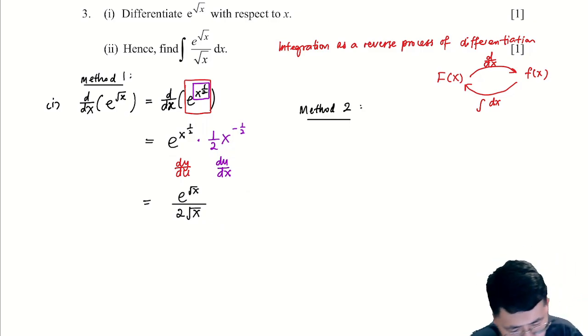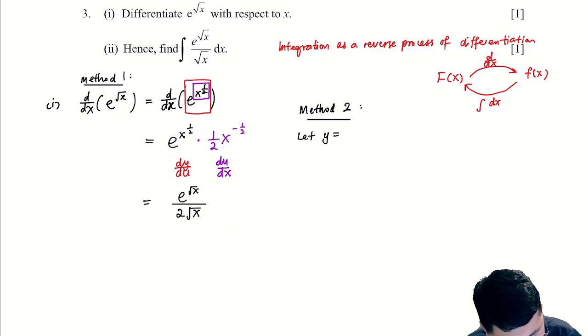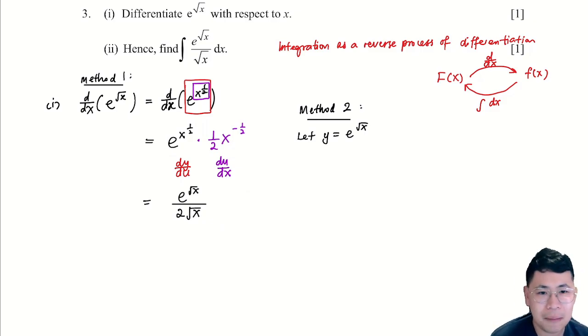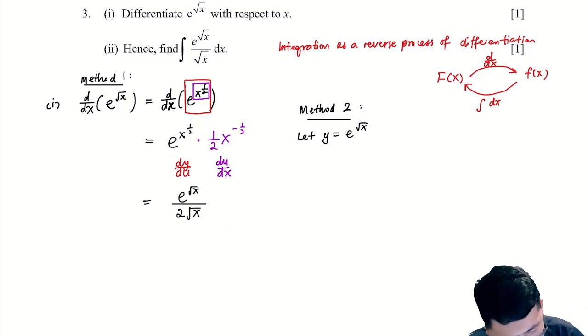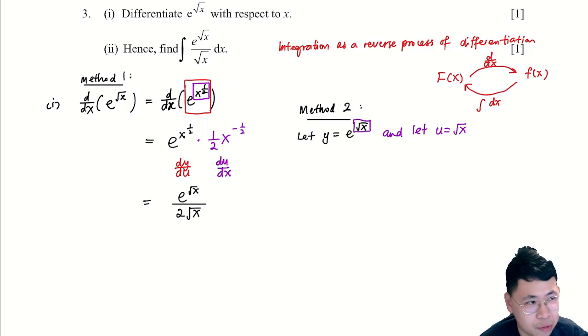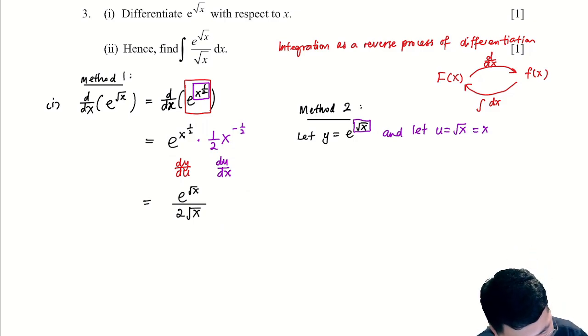Okay, so let's look at method 2. So method 2, right, is first we are going to let y equal to e to the power of square root of x. So this will be the slower method, but slow but steady. Then because of this function on the inside, I'm going to let u be this function, square root of x, which is x to the power of half.